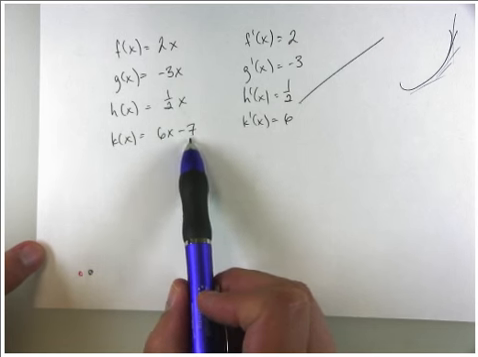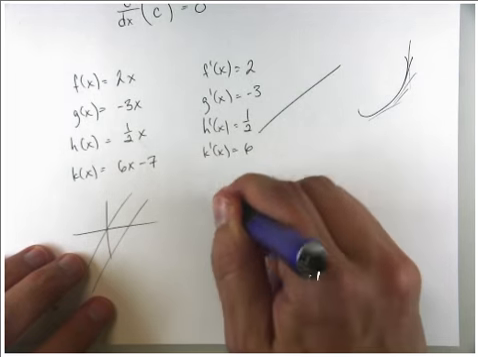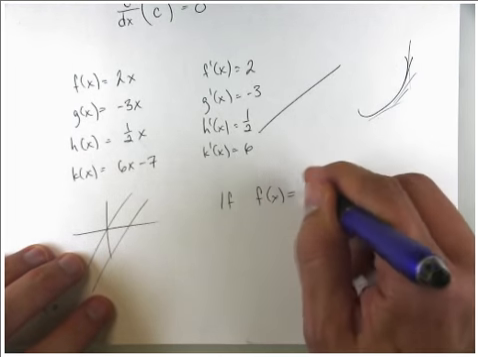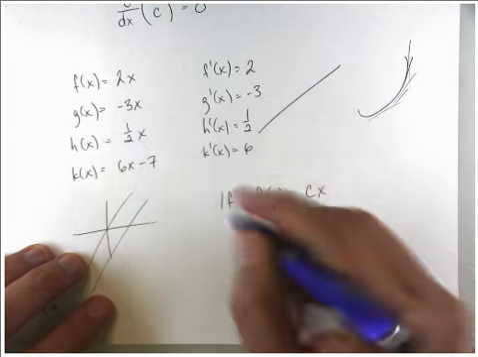Okay, so new rule. We've got this new pattern. I'd like to talk about something else. So if f of x equals cx, then f prime of x equals c.